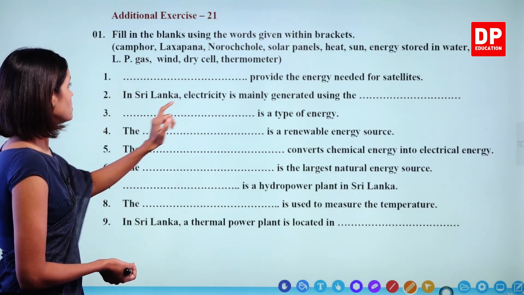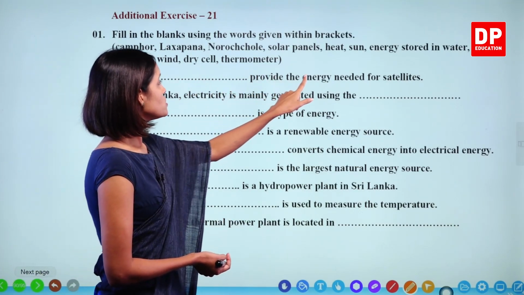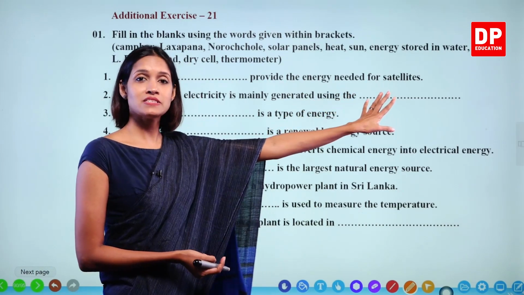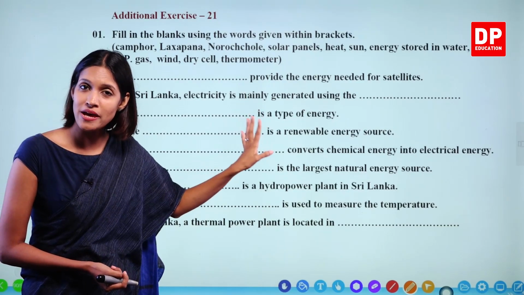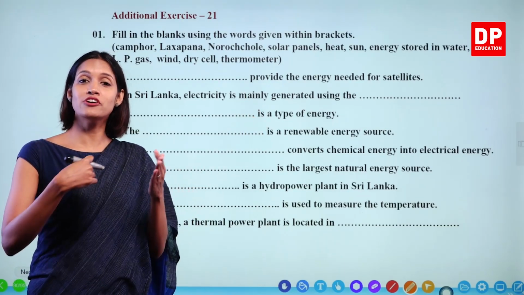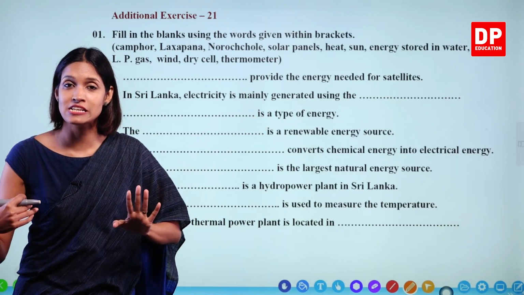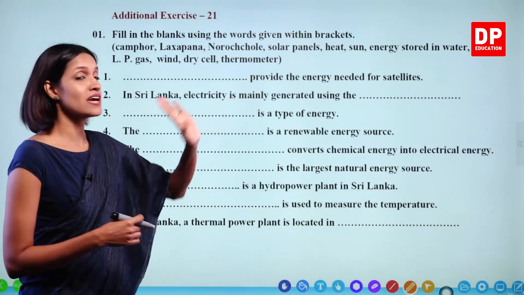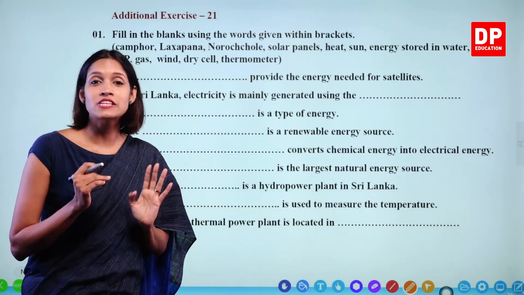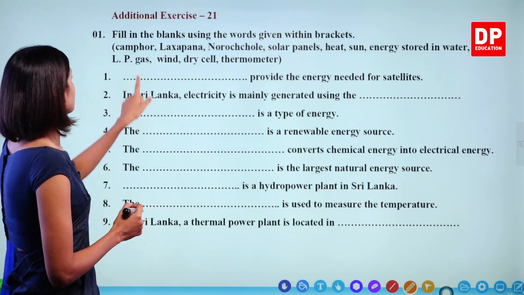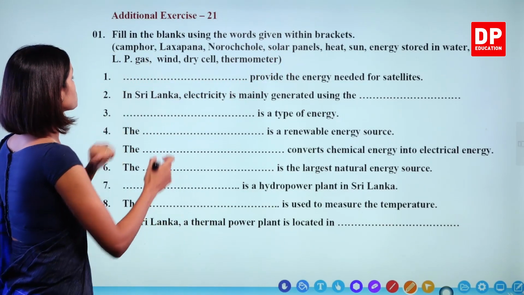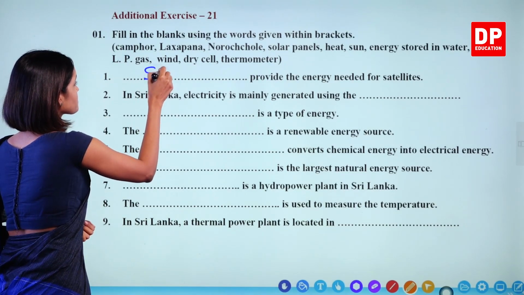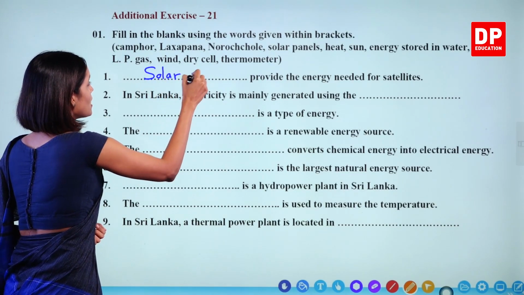Number 1. Provide the energy needed for satellites. Satellites get energy from the solar panels, because solar panels convert solar energy to electrical energy and satellites can charge their battery using this electrical energy, right? So, solar panels present here, therefore solar panels.